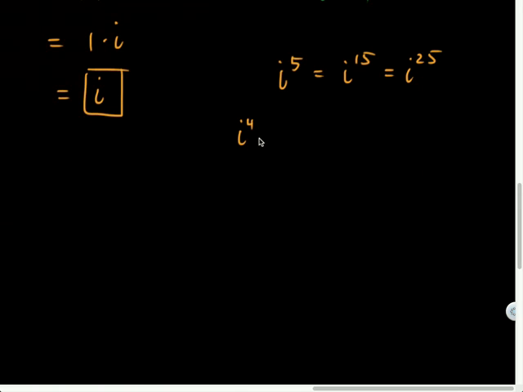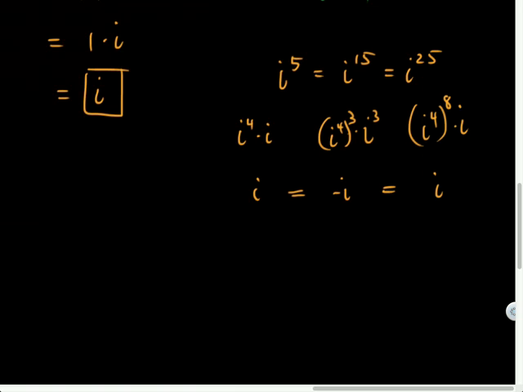So i to the 5th is the same as i to the 4th times i. i to the 15th is the same as i to the 4th to the 3rd times, let's see, that'd be i to the 12th times i cubed. So these would end up being different. And i to the 25th is i to the 4th to the 6th times i. So this one would be i, this one would be i cubed or negative i, and this one would be i. And those are not equal with respect to each other. So you can't just look at the last digit, you actually have to figure out how many times that exponent evenly divides by 4.